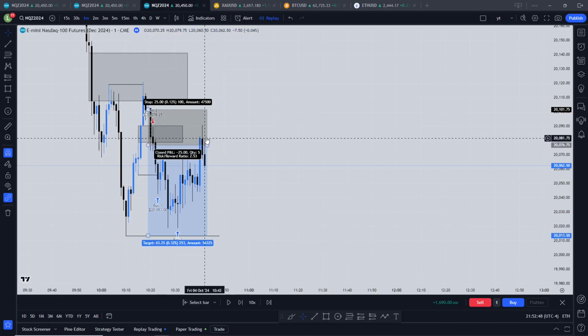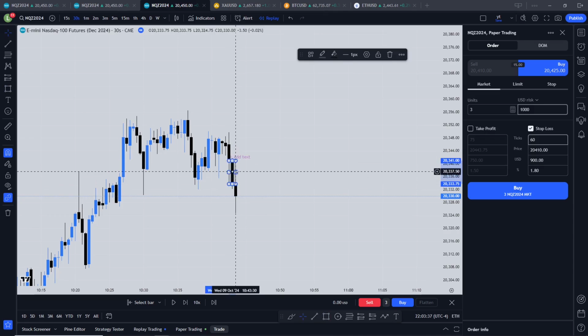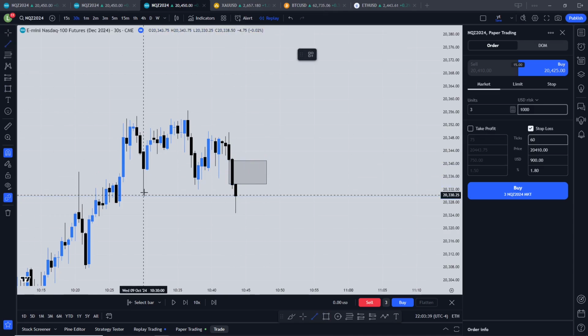And I'm about to get into the next example. Now on this second example, we have a bearish fair value gap here. And if we look, we have a liquidity sweep of this obvious liquidity here.